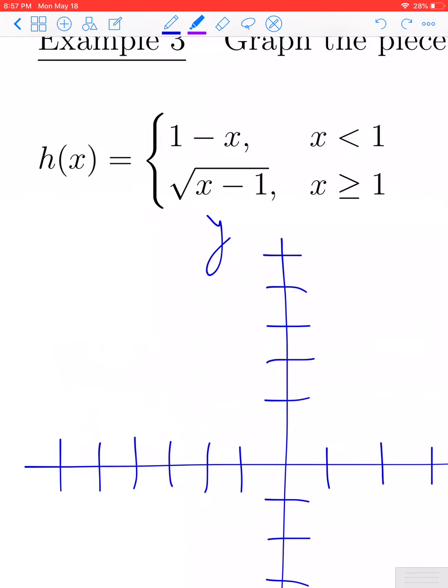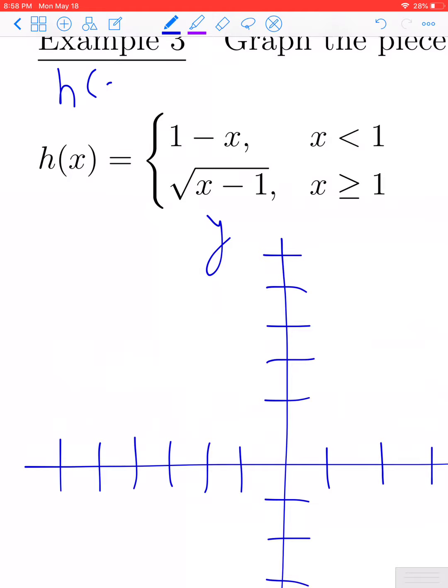For example, the function h of x is equal to 1 minus x when x is less than 1. However, for values of x that are greater than or equal to 1, h of x has the expression the square root of x minus 1. One of the first things we would do before even trying to graph these is to get comfortable with how to do a function evaluation.